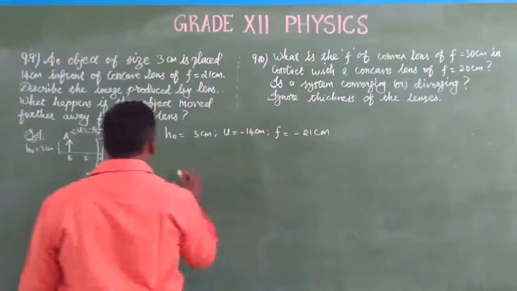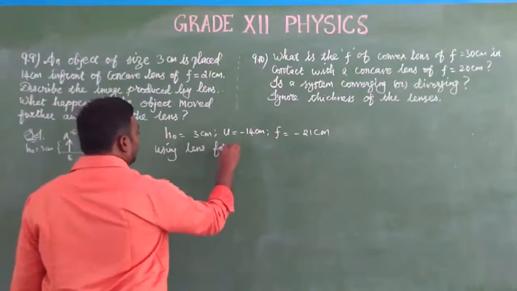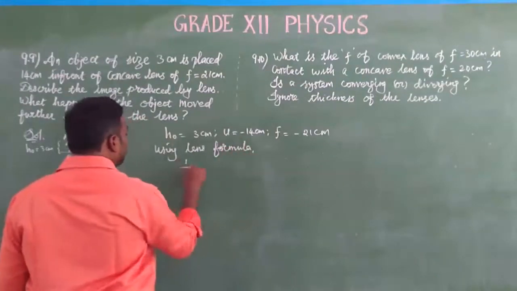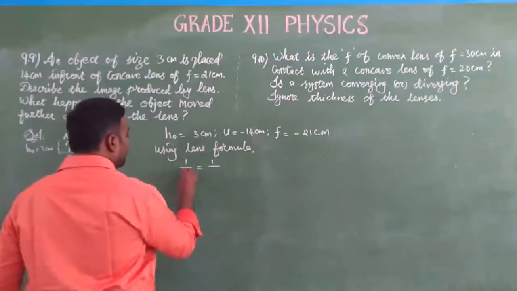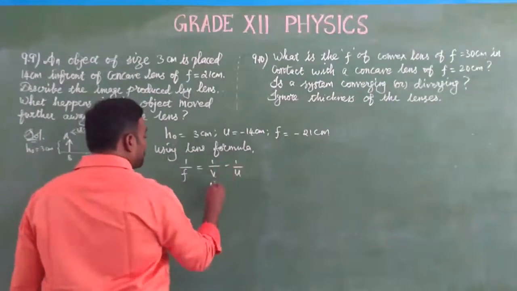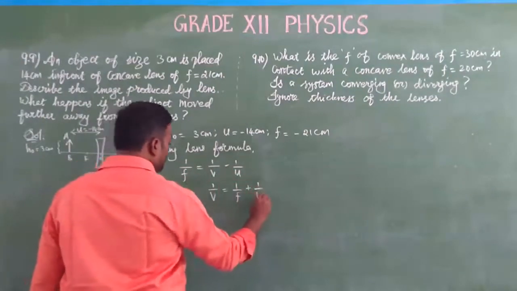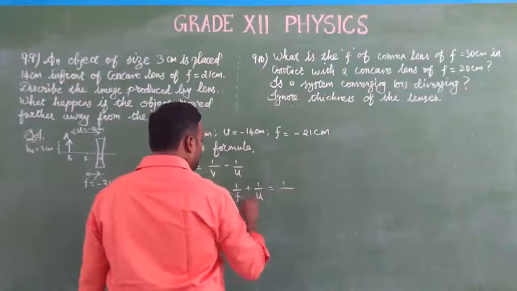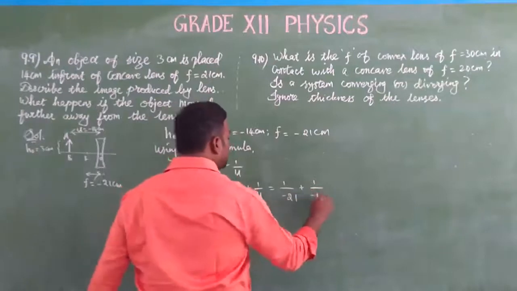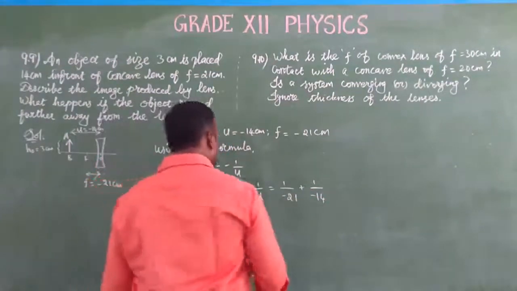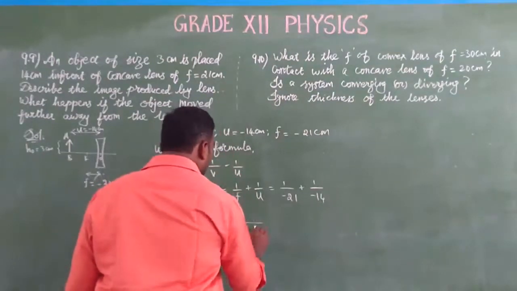Using the lens formula. What is the formula? 1 by f is equal to 1 by v minus 1 by u. Therefore, 1 by v is equal to 1 by f plus 1 by u. Now we substitute the value. What is the focal length? It is minus 21 centimeter, plus 1 by u, minus 40 centimeter. So take the LCM of both sides. So 1 by v is equal to... what is the LCM? It is 42.